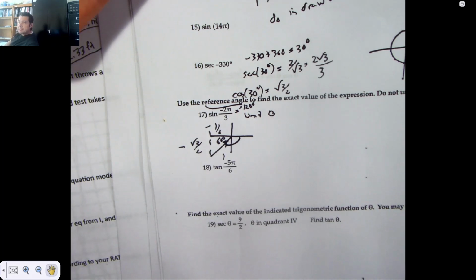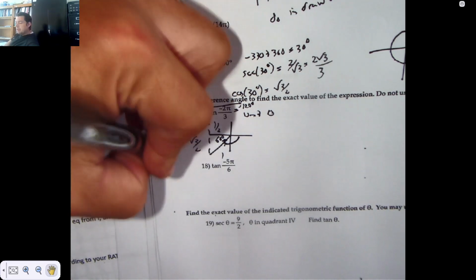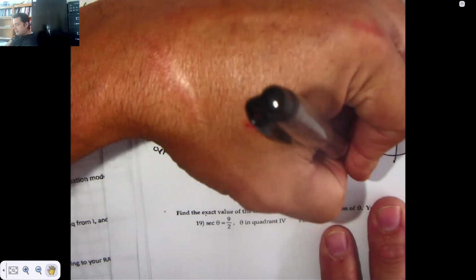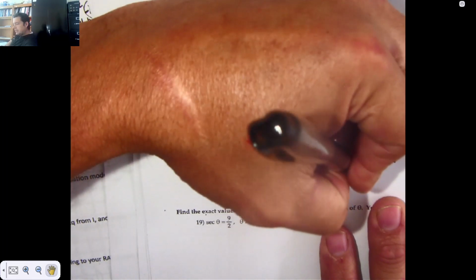And I'm asking for the sine ratio, opposite over hypotenuse. So it's going to be negative root 3 over 2. Now, think about your circle approach. You'd be right there. It's actually a little farther down, but anyways, your ordered pair is negative 1/2, negative root 3 over 2.